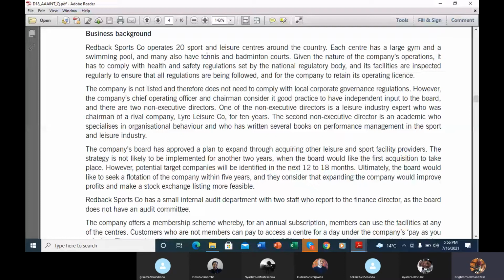Non-compliance risk, then underline it as a heading. Then the next thing you have to identify. The moment I say the client, I've mentioned Redbeck Sports Company, so there's no need to write so many words. If I say the client's facilities are inspected regularly, you see, that's where the risk is. That's the statement emphasizing what I'm trying to express.